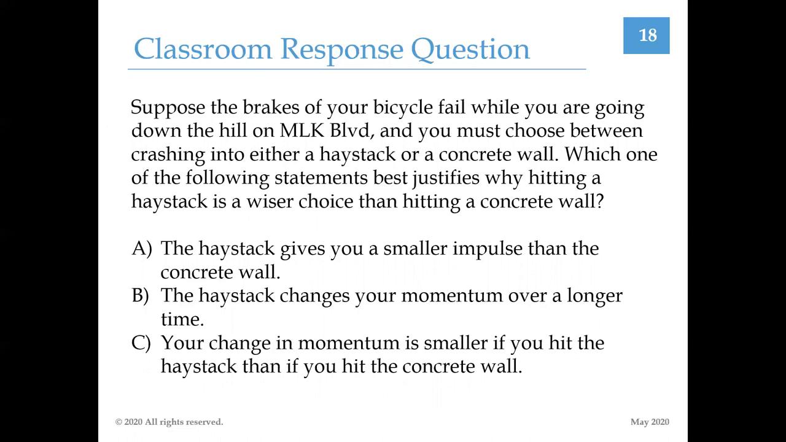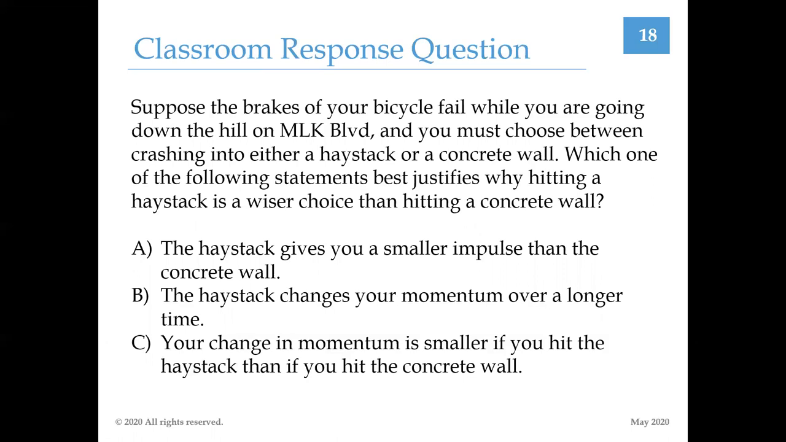Okay, so let's look at our options. We have option A that says the haystack gives you a smaller impulse than the concrete wall. We have B, the haystack changes your momentum over a longer time. We have C, your change of momentum is smaller if you hit the haystack than if you hit the concrete wall. So we need to think about what is impulse again, what is the change of momentum, and how are those two things related?